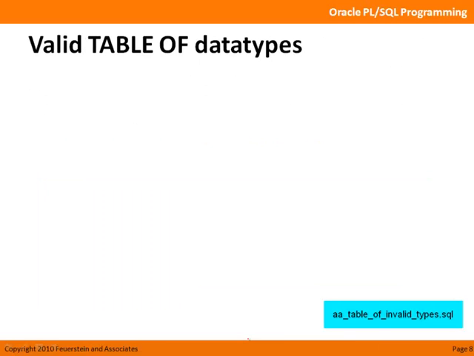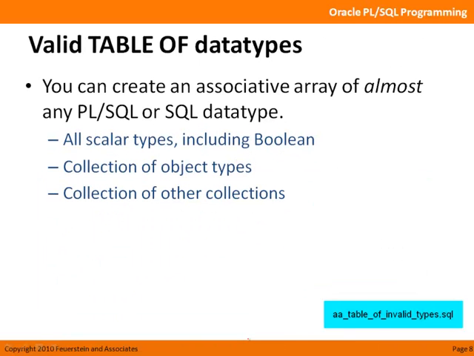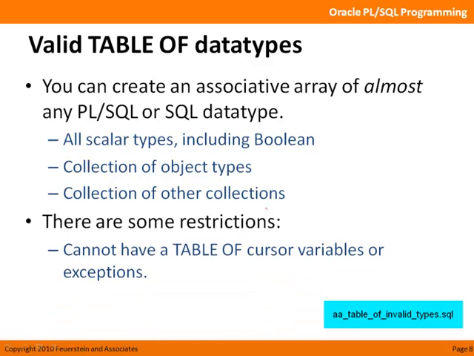And in fact, valid table of data types are virtually anything you can declare in a PL/SQL program as a data type you can use as a table of data type. So all the scalar types, including booleans, collections of object types, of records, collections of other collections, which are nested collections, which I'll talk about in a separate lesson. What you can't do is have a table of cursor variables or a table of exceptions. So those are two, excuse the pun, exceptions to the rule. Let's take a look.